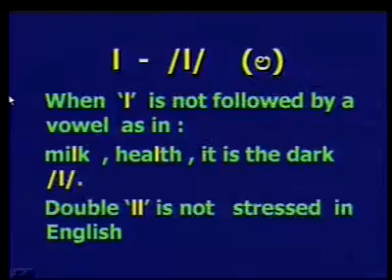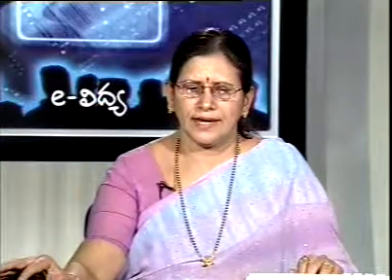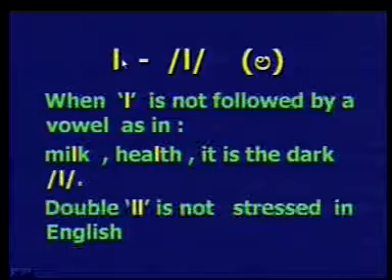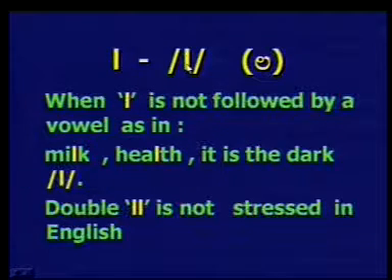And then we also have L. L is a lateral variety. L is a letter, L also is the symbol. It is like the Telugu L. We have in Telugu L. This is corresponding to that. But again, L has got two varieties, two variations.